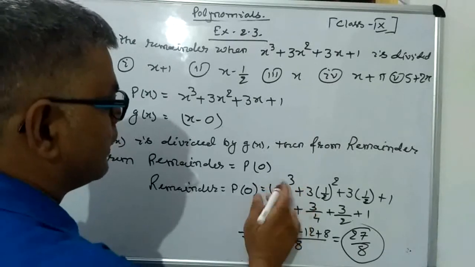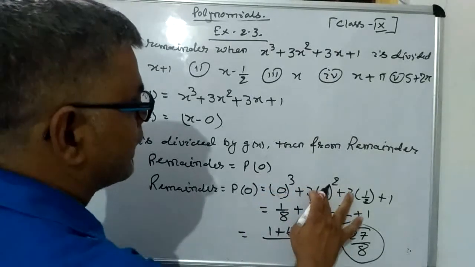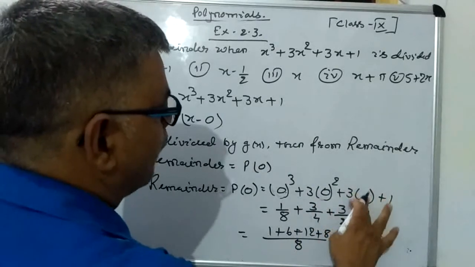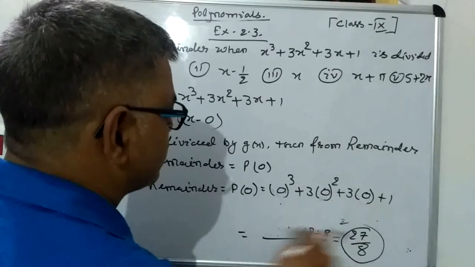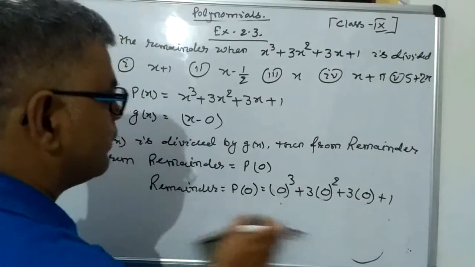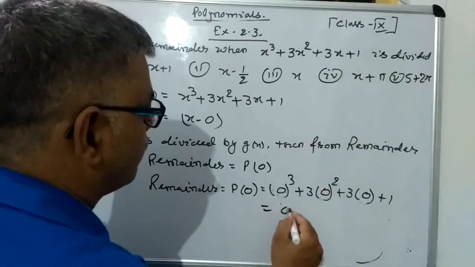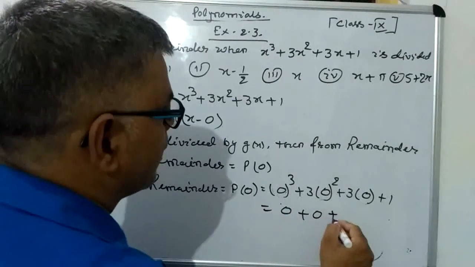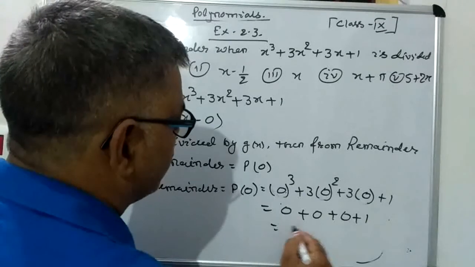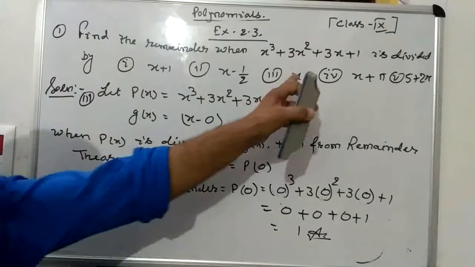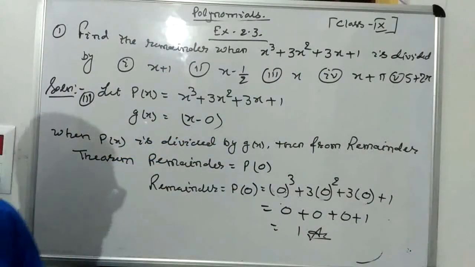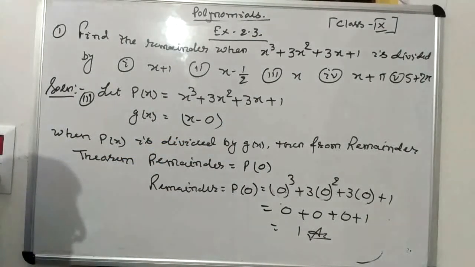So it will be 0 cube plus 0 square plus 0 plus 1. So in solving this, you can have the remainder equal to 0 plus 0 plus 0 plus 1. So remainder equals 1 is your answer. Because there is no value of a given, you can write x in the form of x minus a as x minus 0 also. So in this way, you can solve this question.